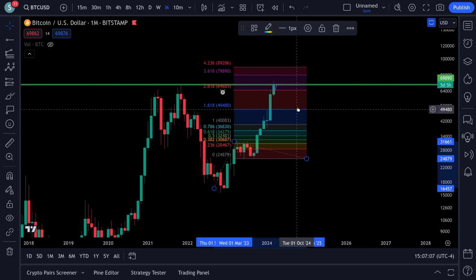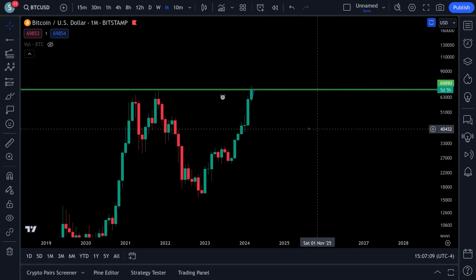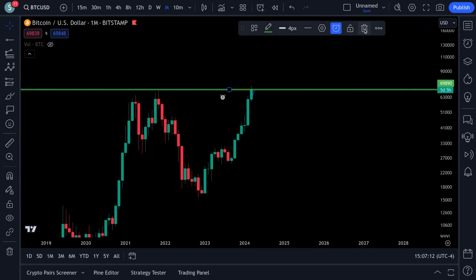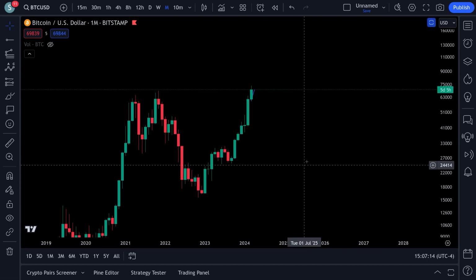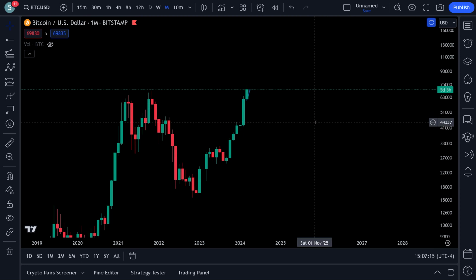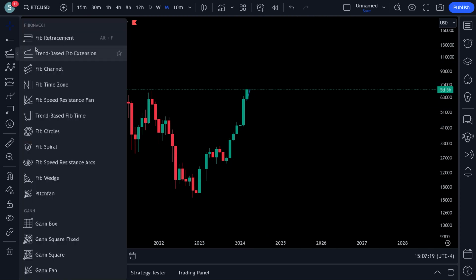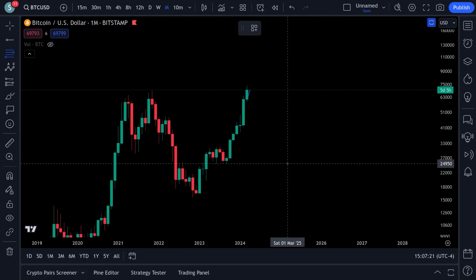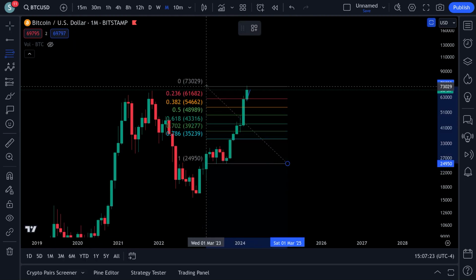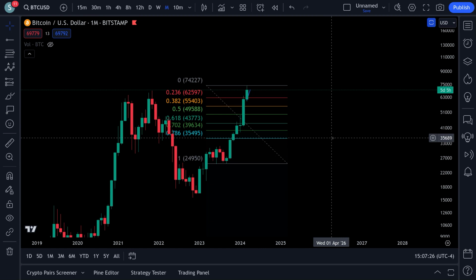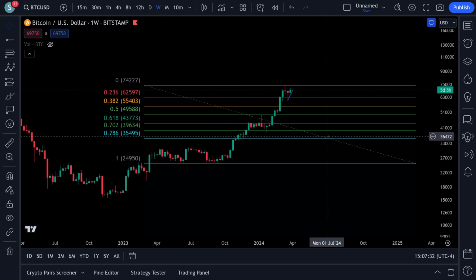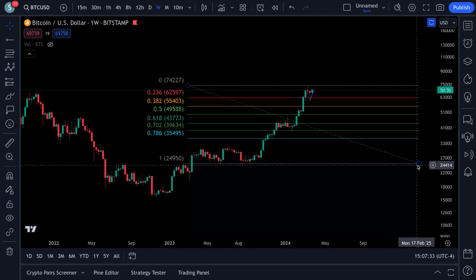Now this pullback, if we get this pullback right here, that was the .702 fib. I'm going to get that off there, get it out of the way. You could have a decent pullback here. If you take a Fibonacci and put it up on here, let's go out to a weekly and take a look. We could go from this wave here.